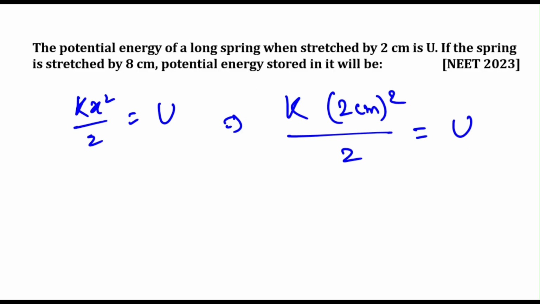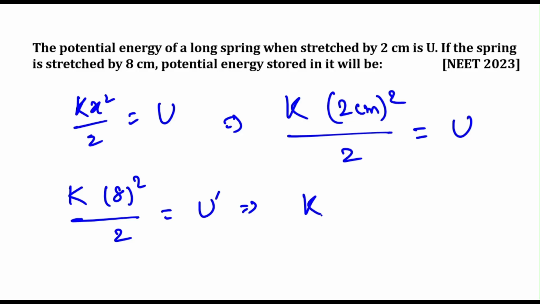Okay, then next, if it is stressed by 8 centimeters, what will that be? That will be K 8 square divided by 2, and let's say this is U prime. And what is the value of this U prime? So we can write it. Look here: K by 2, and here is 4 centimeter square. This one, and then this value is U.